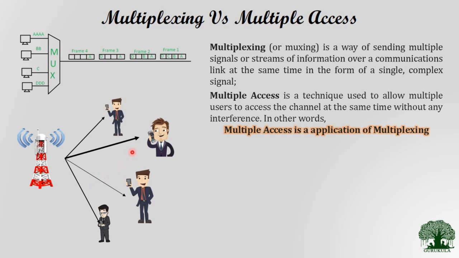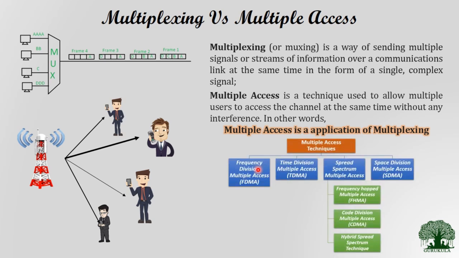The basic relationship between multiplexing and multiple access is that multiple access is actually an application of multiplexing. This is a very basic relationship which has to be understood: multiple access is an application of multiplexing.